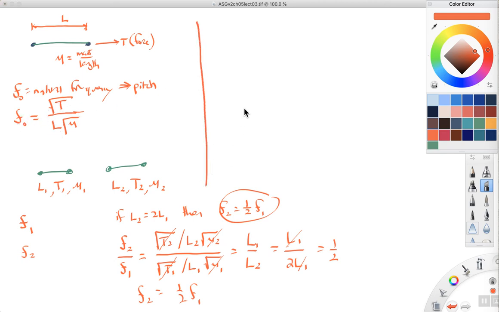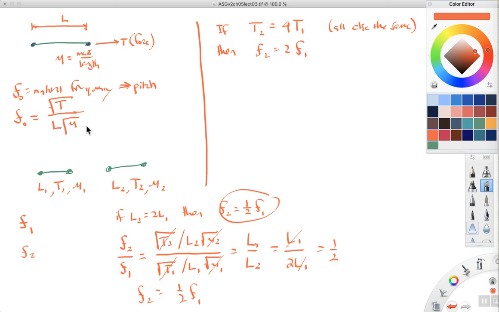What about his next data point? He says if, for example, the tension 2 is equal to 4 times tension 1, all else remaining the same, what would be the ratio of the frequencies? Once again, let's use this formula and see if we find, as he says, that the frequency of string 2 should be twice the frequency of string 1. That is, it will go up by an octave if you quadruple the tension.